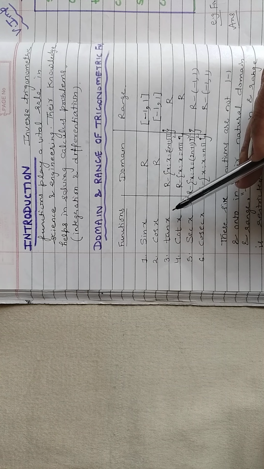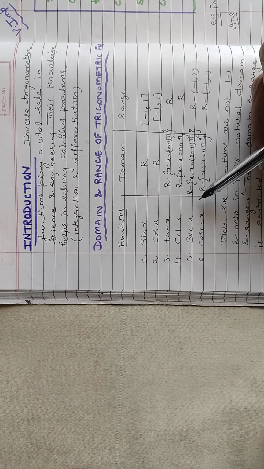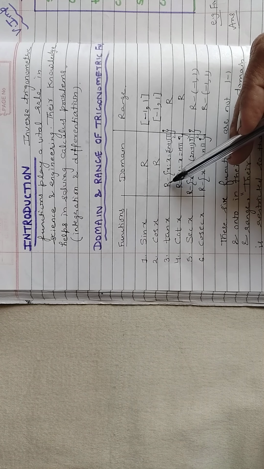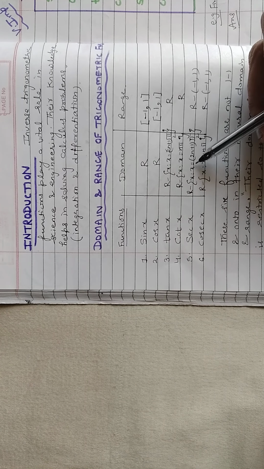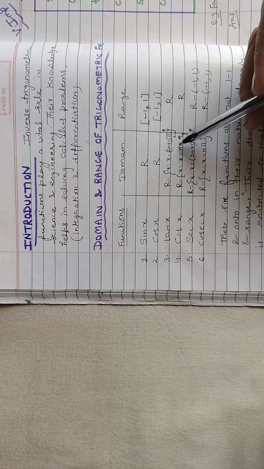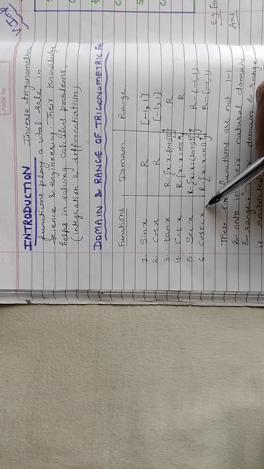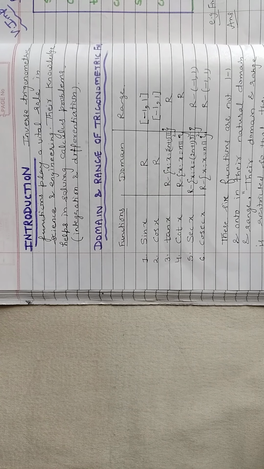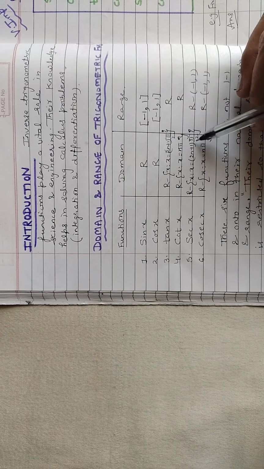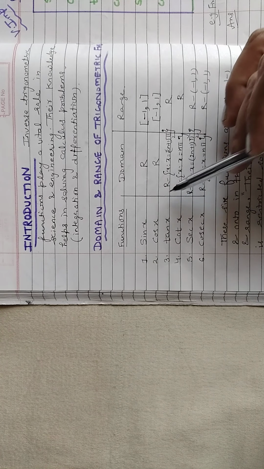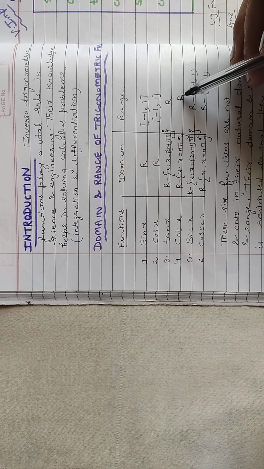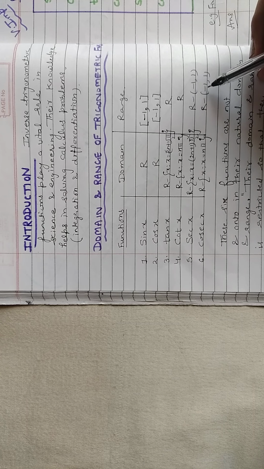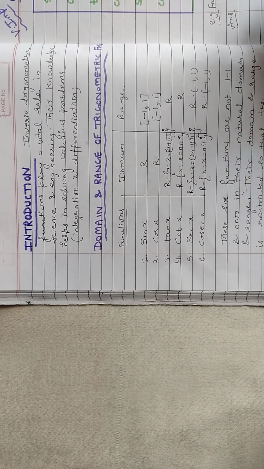For tan and secant, the domain is all real numbers except the points where x is equal to (2n plus 1) pi by 2. And for cot and cosecant, domain is all real numbers except the points where x is equal to n pi. And tan and cot have range all real numbers. Secant and cosecant, the range is all real numbers except the open interval -1, 1.